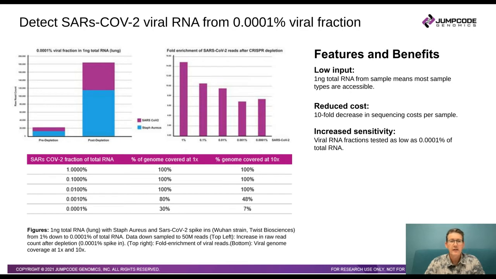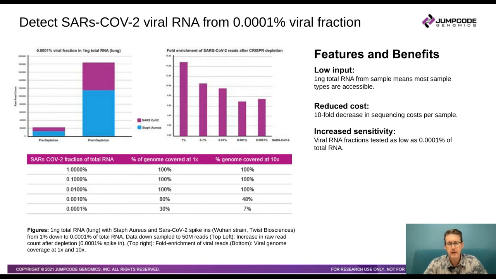And in fact, if you look at the ratio, it's more of a qualitative measure here, but you can see the ratio of Staph aureus to COVID RNA in the samples is retained through the depletion procedure. So there's an unbiased methodology that's happening.